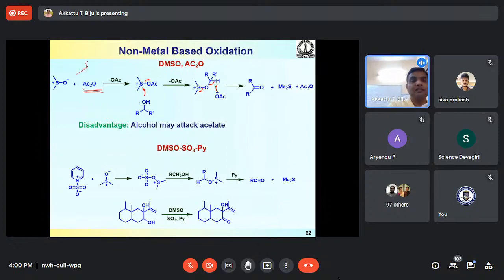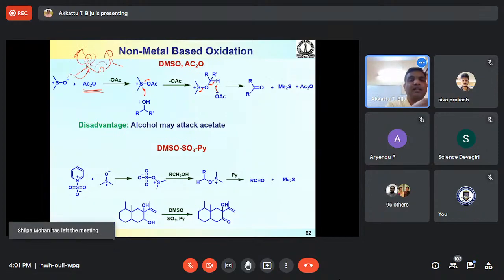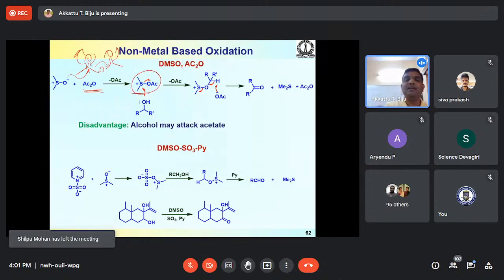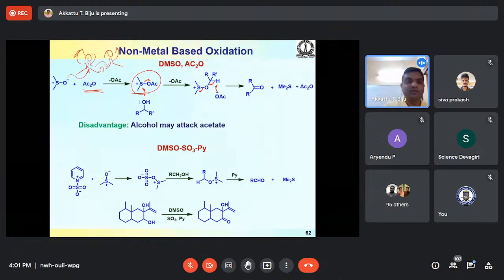So acetic anhydride is used as the electrophilic species, instead of oxalyl chloride or the carbodiimide used in the Pfitzner-Moffatt reaction. What will happen is the sulfur of DMSO will add to the acetic anhydride, forming an acetate anion, and this intermediate will be generated. As earlier, the only difference is the chlorine is replaced by the acetate, so this is also a good leaving group.